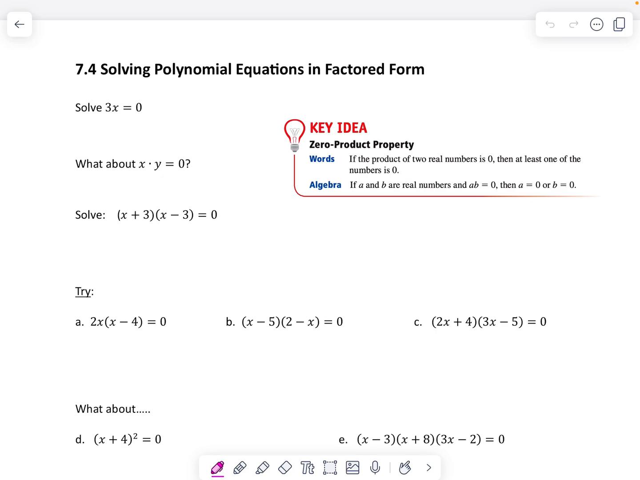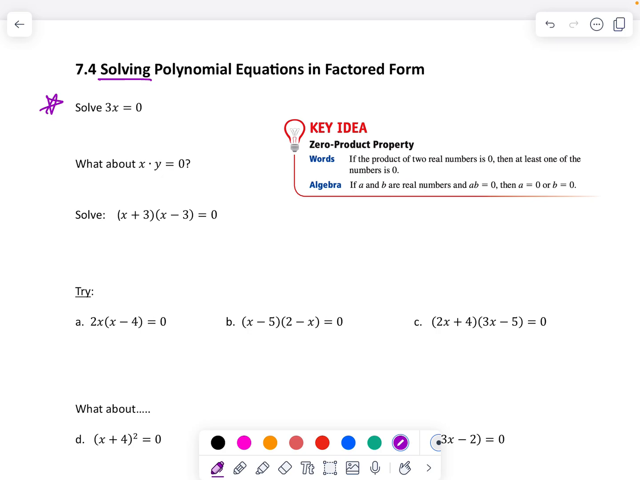So this first section, though, is about solving polynomial equations in factored form. So we are going to be solving. And remember, when we solve an equation, that means we get an answer that looks like x equals 5 or something like that. And it's the solution that makes that equation true. So we're going to start off with this one right here. Solve 3 times what equals 0.